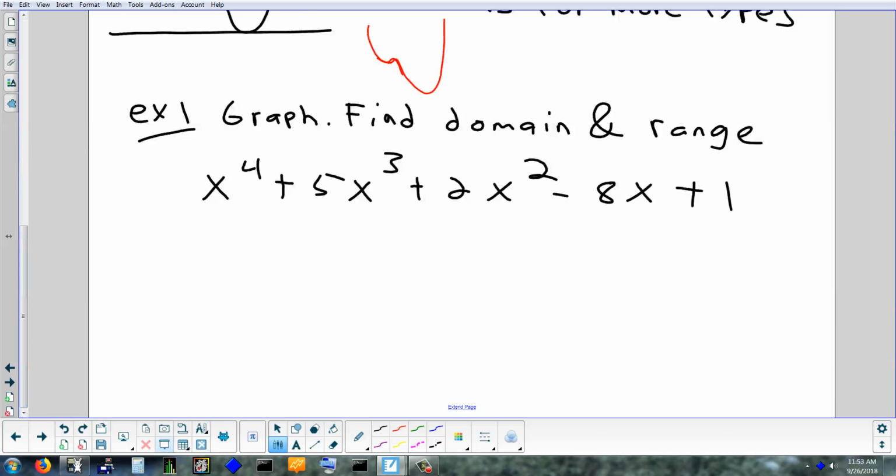First of all, it's a polynomial. No negative exponents, no decimal exponents, no variables in the bottom. Variables in the bottom, that's a negative exponent. What's going to be the domain of that polynomial? All reals. Always. Domain: all reals.